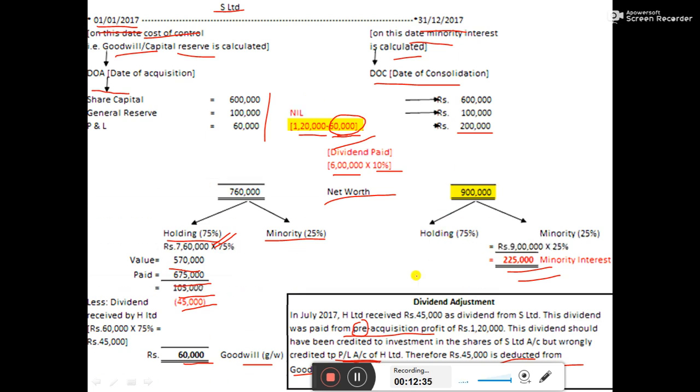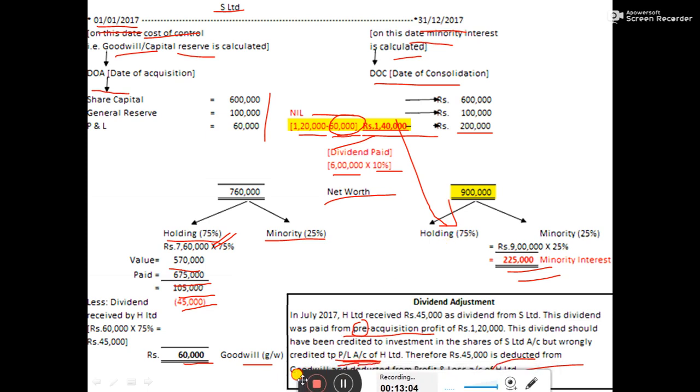So post acquisition profit is nil. Here there is no change. In general reserve there is no change. Whereas on profit and loss account there is a change. Change will be from 60,000 to 2 lakh. That is 1 lakh 40,000 is the change, and that 75% will be given to holding while doing the consolidated financial statement. Now, with this working note, I hope your concept is clear.